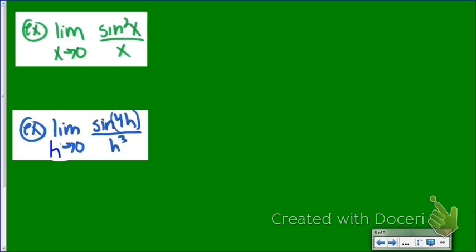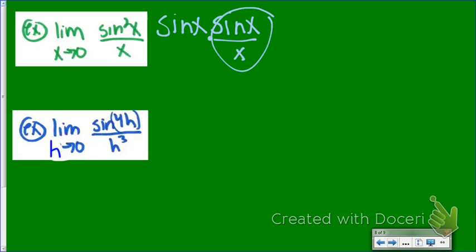So what I could do is sine squared, which we know is sine x times sine x, and it's divided by x. Now remember, either one of these, if I'm splitting it up, can be divided by x. I'm still going to get the same thing. And I know that limit over there on the right is going to be 1. So now all I need to look at is that first limit.